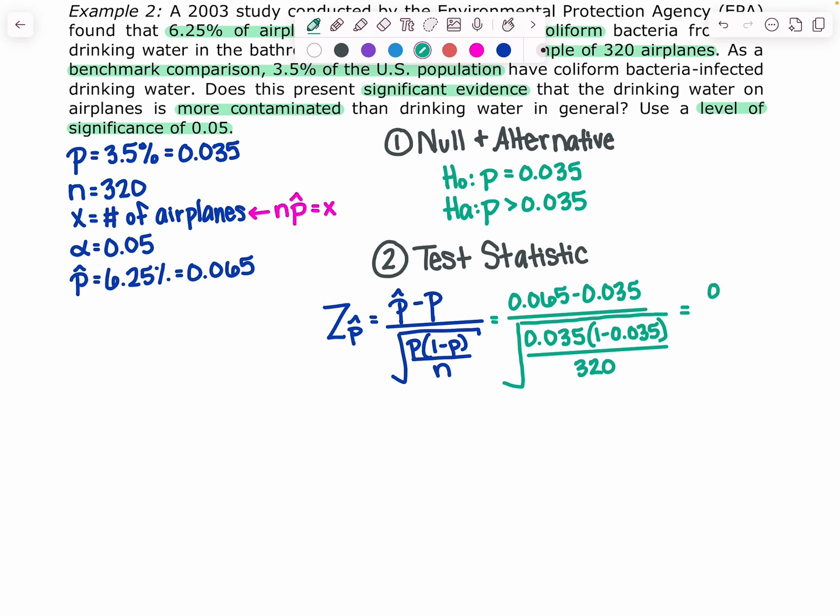So the top is 0.03 and the bottom is 0.01027360009. As I've mentioned before, we don't want to round until we get to the end of this calculation. You can also do this all at once by putting parentheses around the top and then doing the square root on the bottom.